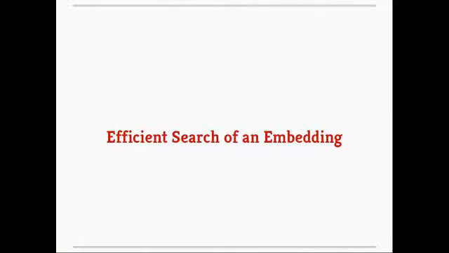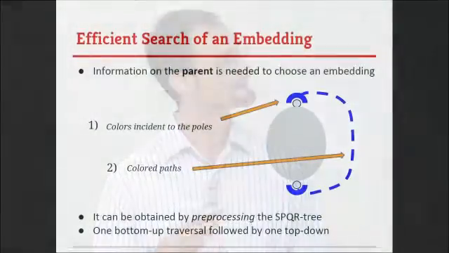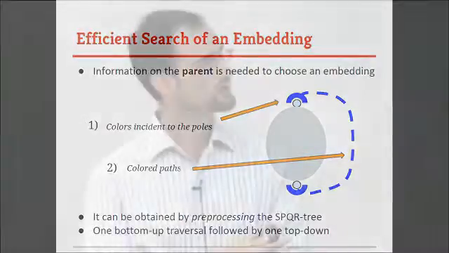Now I will discuss the modifications we have done to the algorithm in order to make it more efficient. As said before, we have information on the parent as well. And this information is about the presence of colored paths in the parent and the colors incident to the poles. This information can be collected by preprocessing the SPQR3. That is a bottom-up traversal of the SPQR3 followed by a top-down traversal which combine the collected information.